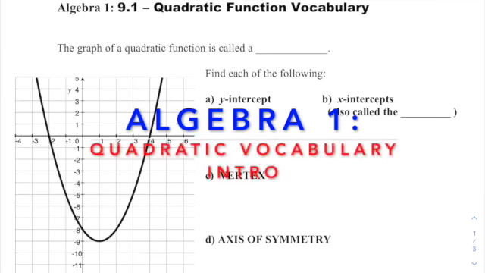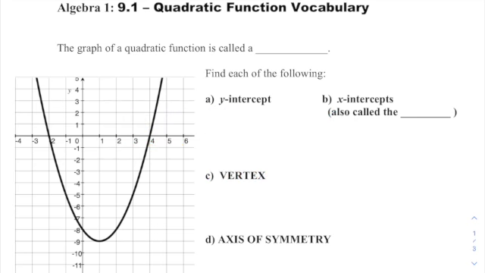Hey everybody, Mr. Murray here, and just talking a little brief introduction into Chapter 9, Graphing Quadratic Functions. Those are functions with a highest exponent of 2, and when you graph that, you get this curvy kind of shape, and the name of this kind of graph is a parabola. We'll be talking more about how it's applied to various things, but just a little introduction to vocab today.